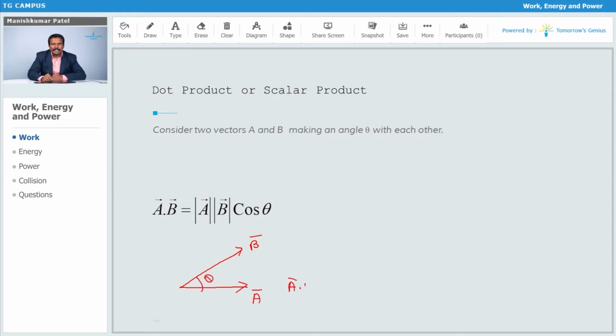So we can say a bar dot b bar is the magnitude of a bar, that is a, times the component of b along this a, which is nothing but b cos theta. This is how taking the dot product will give you the value of the dot product of these two vectors, that is ab cos theta. The same thing I have shown over here, and I can write ab cos theta from that diagram also.